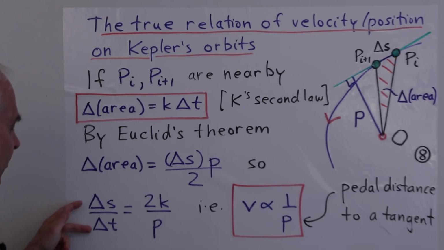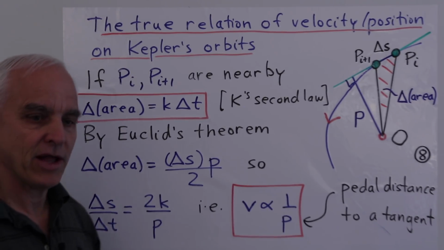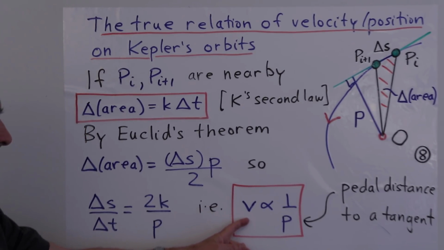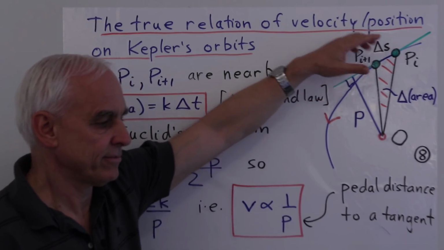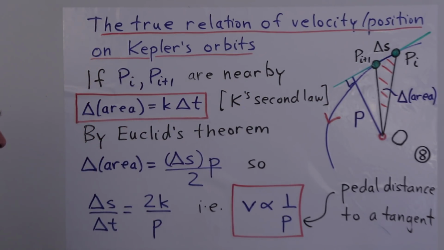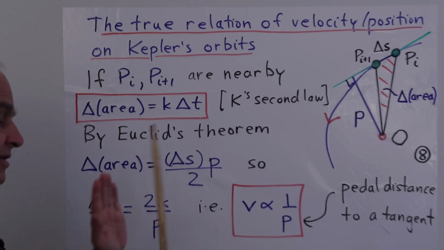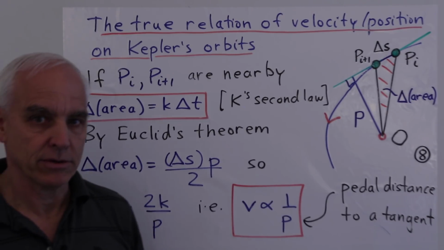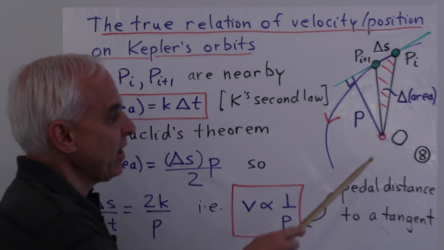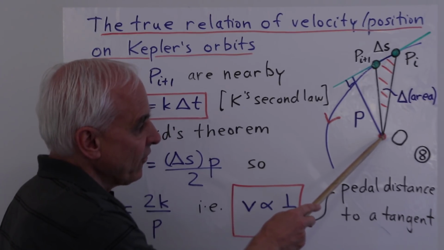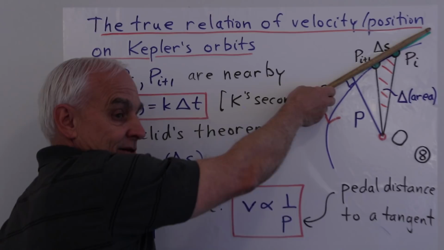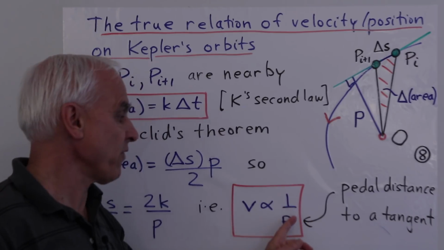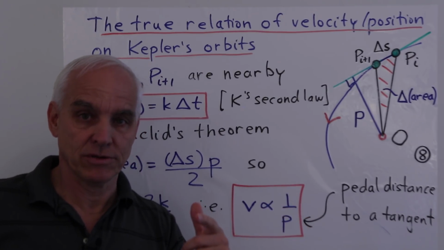And if we look at this, what is this saying? The delta s over delta t, that's the change in position over the change in time, that is the velocity. Okay, if the thing is small, it's the sort of instantaneous velocity. And on the right-hand side, we have 2k. K is some constant, which is fixed. And crucially, p in the denominator. P is the perpendicular distance from the sun to the tangent at the point that we're considering. So the velocity is proportional to 1 over the pedal distance to the tangent.